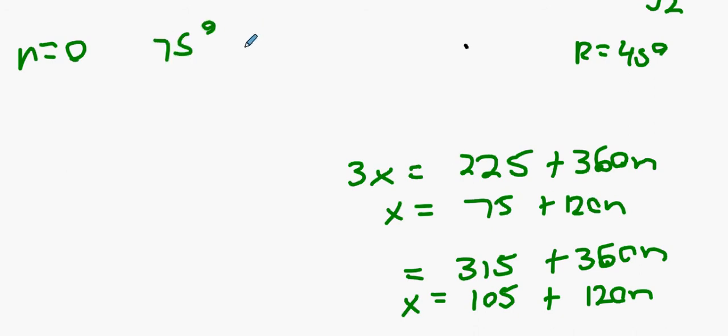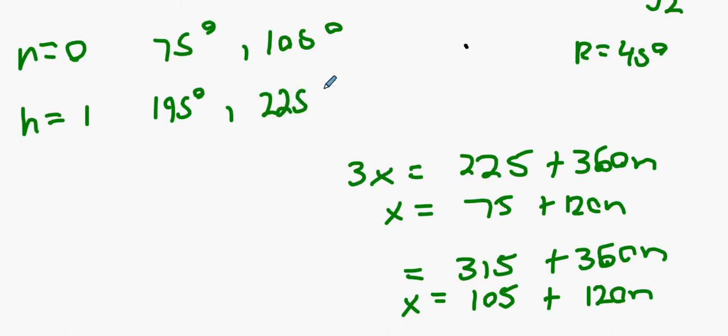75 and 105. Sub in n equals 1, and what do you get this time? 195 and? Anybody? You just have to add on 120 every time, don't you? That's when you deal with n equals 2. 315 and the other one? 345. So does everybody understand I'm just subbing in the n values into the general equations?